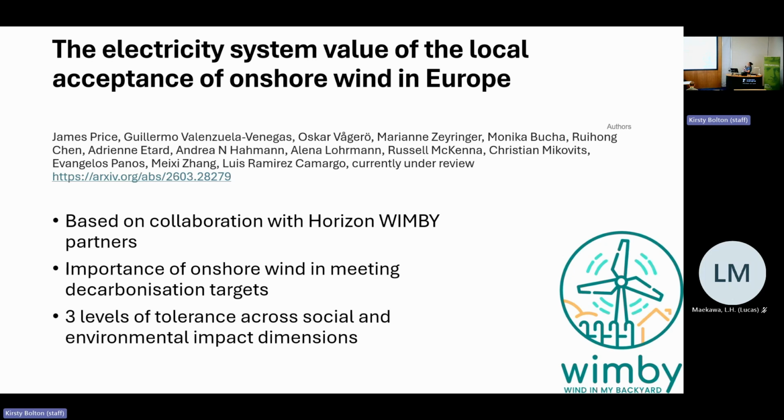Onshore wind is really important in meeting the decarbonization targets. It's really cheap. The technology is available. But we have seen many countries where onshore wind deployment has completely stopped. For example, Norway. We haven't had any new wind energy deployment over the last 5 years. Similar has been seen in the UK as well. So how do we design a system that actually takes care of the social and environmental impacts of onshore wind?